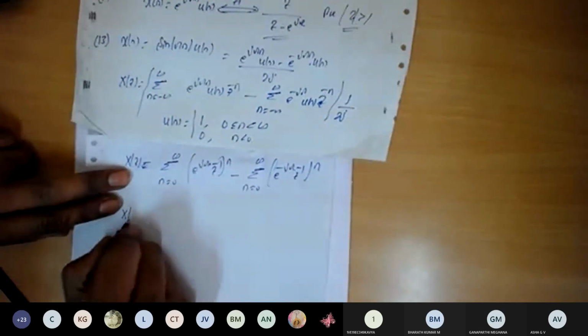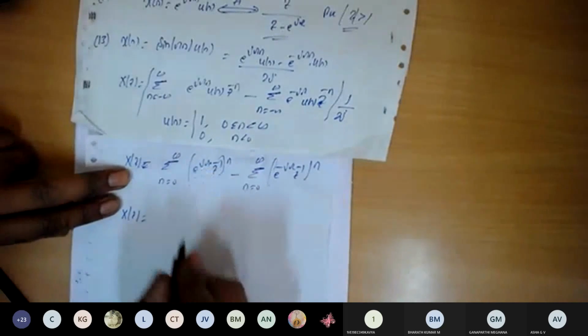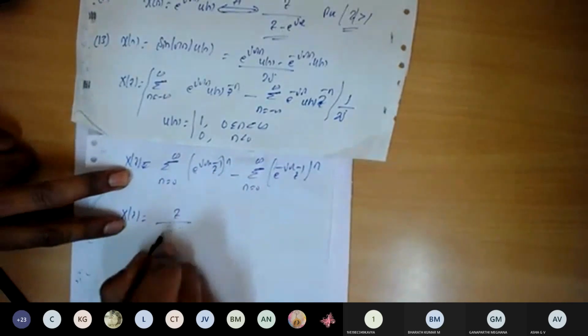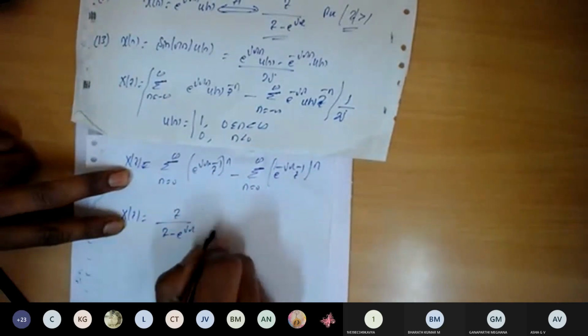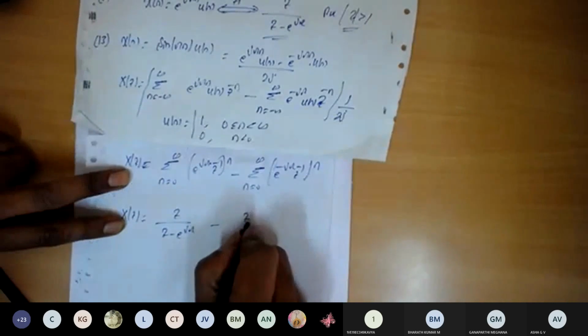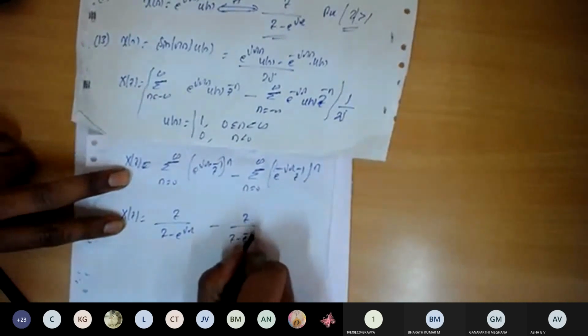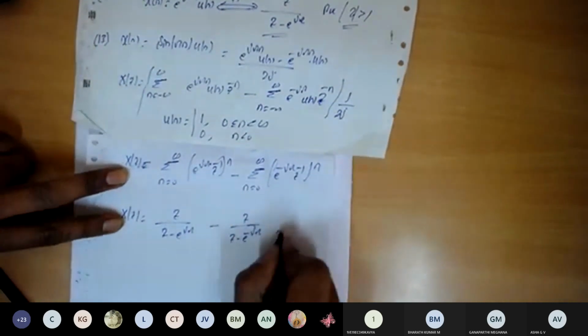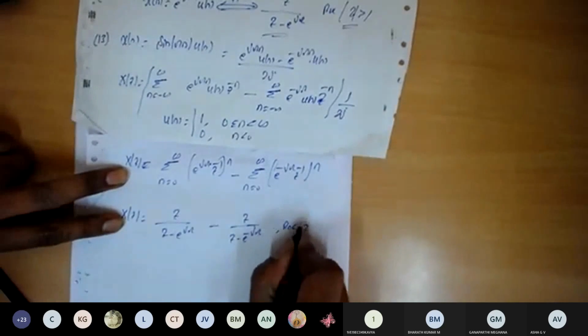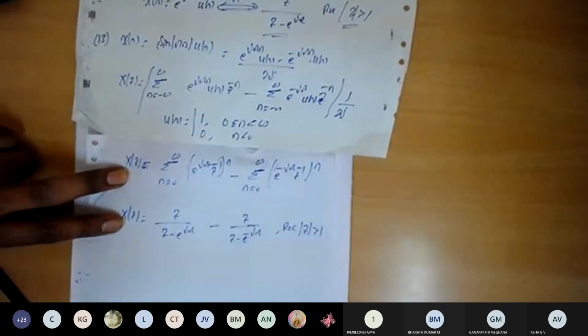If you evaluate this, it will become z divided by z minus e to the power of j omega, minus z divided by z minus e to the power of minus j omega. The ROC for this one is z is greater than 1.